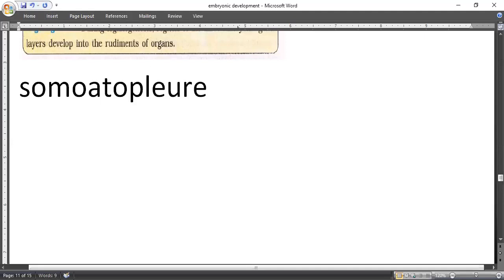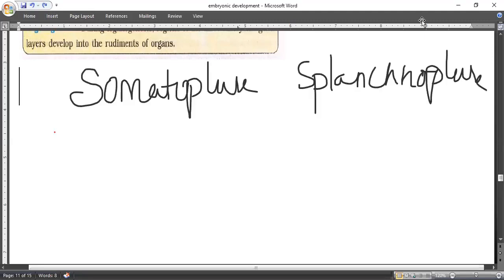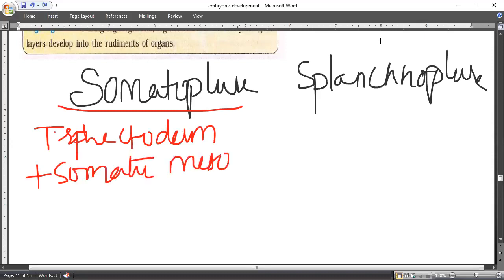Somatopleure and splanchnopleure. So there are two actually, somatopleure and splanchnopleure. Somatopleure includes trophectoderm plus somatic mesoderm. Trophectoderm plus somatic mesoderm.